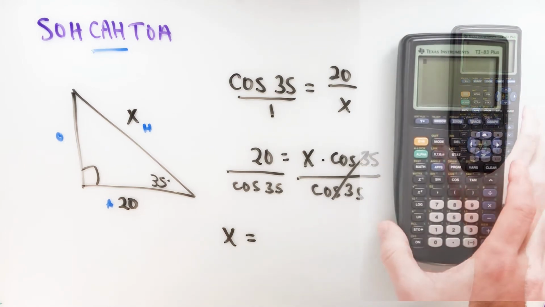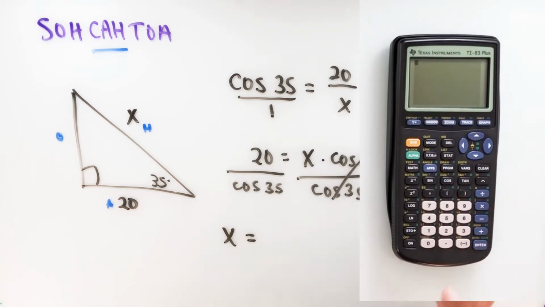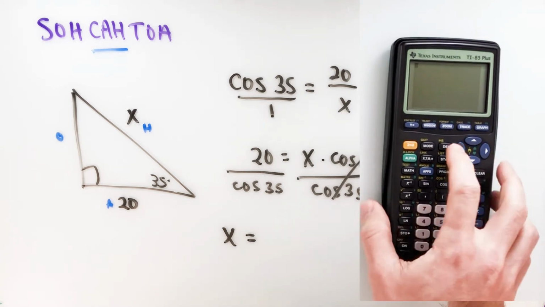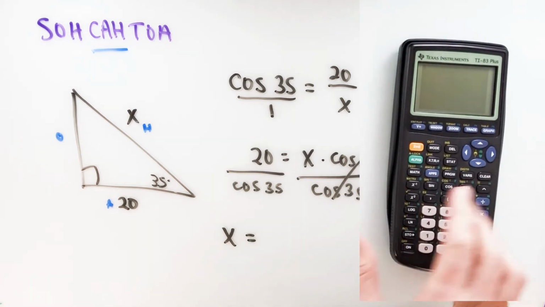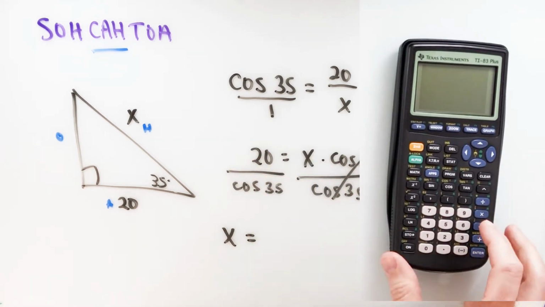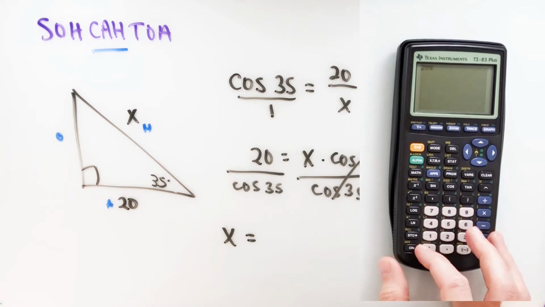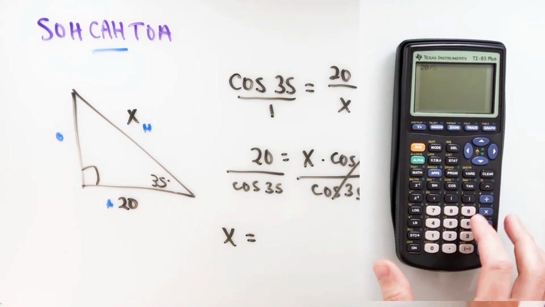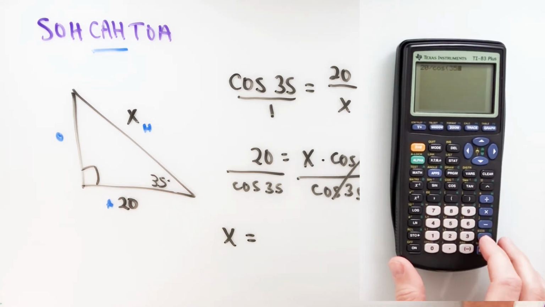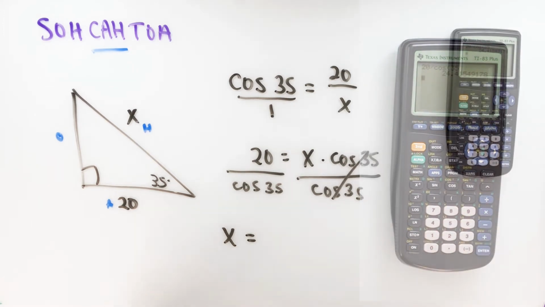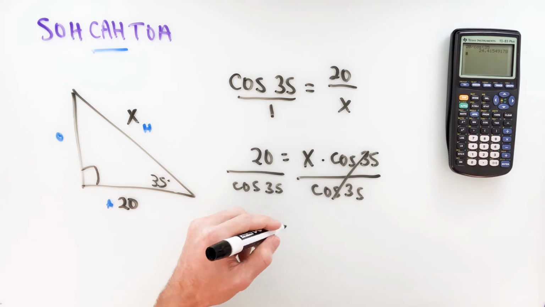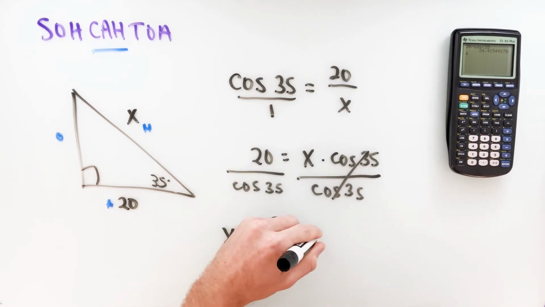Okay, again, check your mode, make sure you are in degrees. Double check it real quick. We are in degrees. Okay, so again, I've got 20 divided by cosine 35. And we see our answer is, if we round, about 24.4.